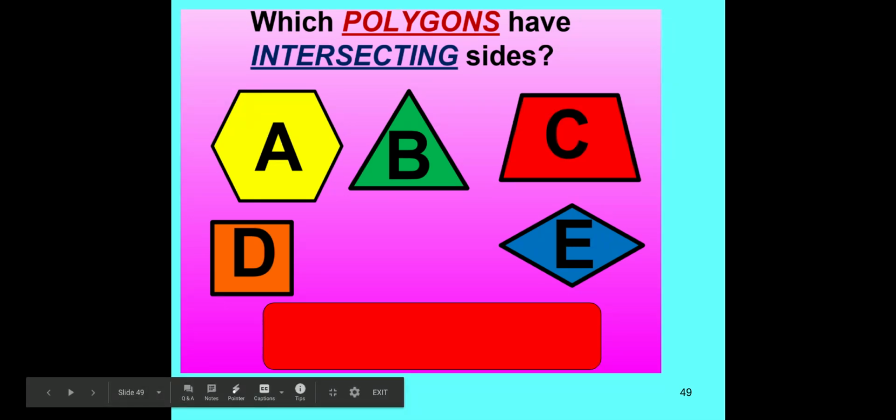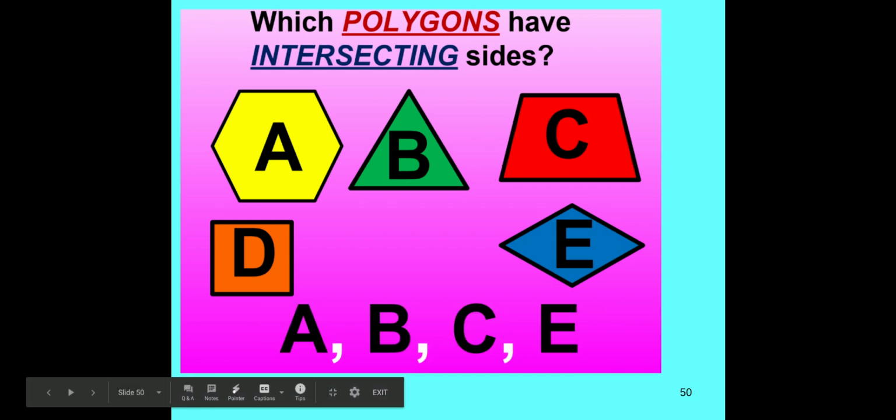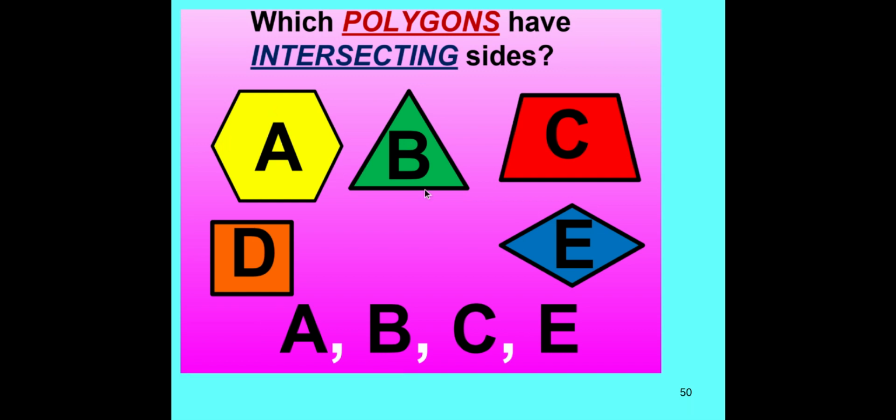The answer for polygons with intersecting sides is everything but D, because D is making perfect right angles. This would be perpendicular sides. But everything else just has acute or obtuse angles, so all of the other ones would work.